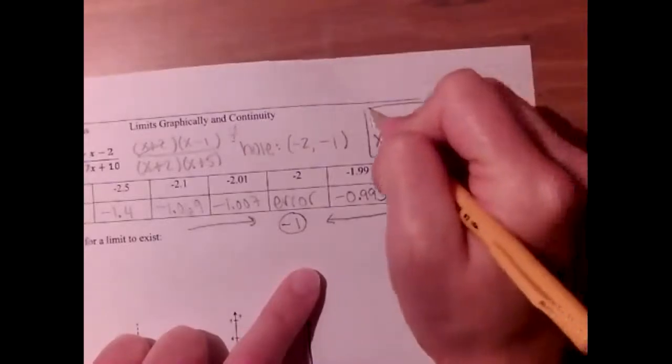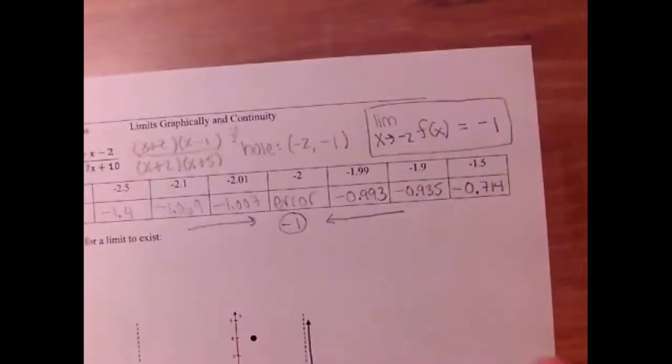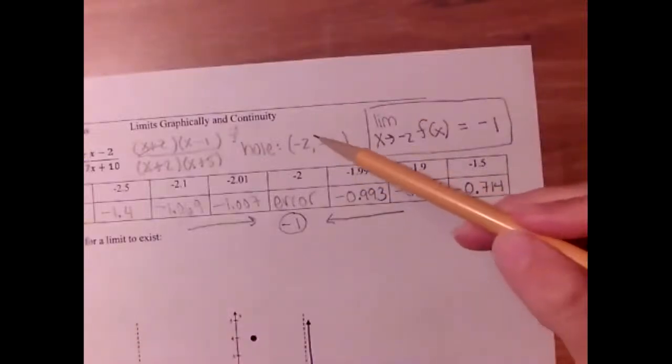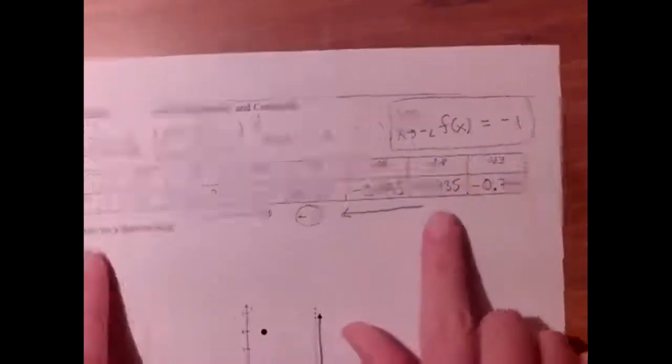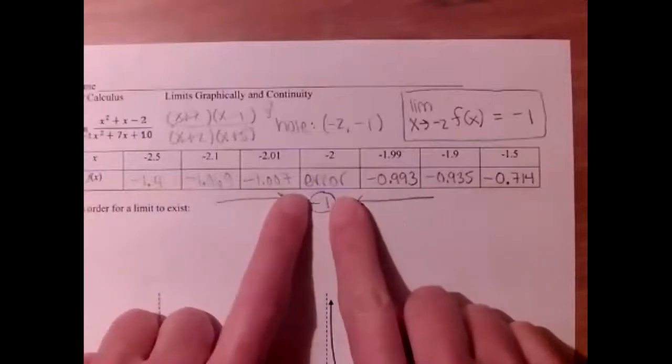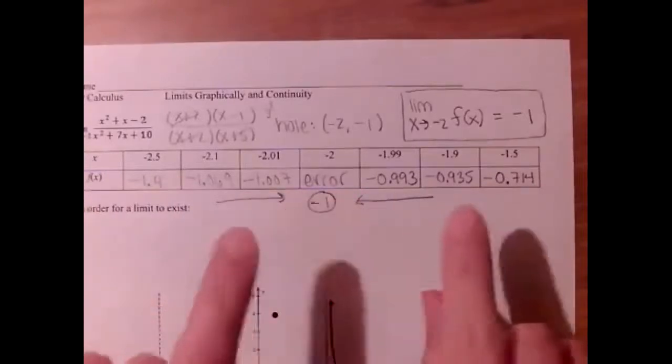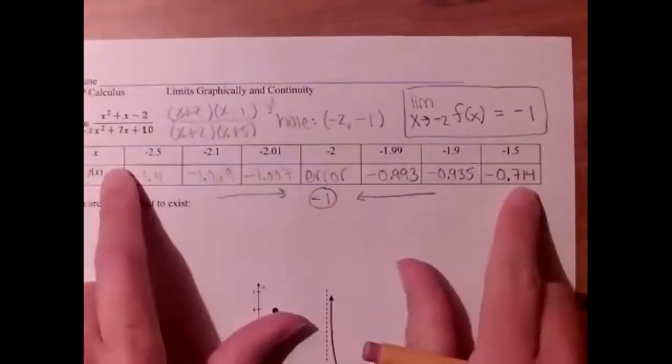So the point is, a limit is just the graph's behavior. It doesn't matter whether there's actually a value there or not. In this case, it's a hole. It's just what are you getting closer and closer to as you zoom in. It's just the behavior of the graph. Where is it headed?